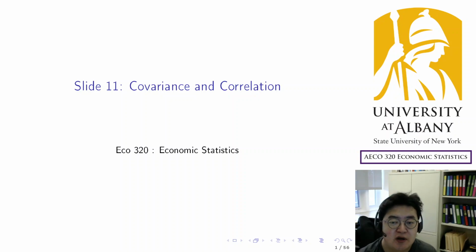Okay, hello. We are going to start chapter 11. This chapter is about covariance and correlation. So it's a little different from what we have done in the past, like 4 or 5 chapters.